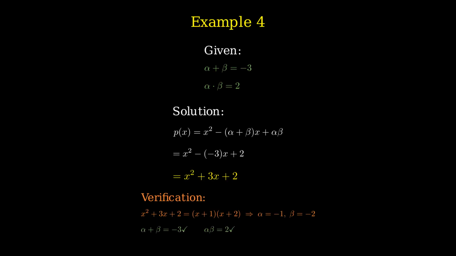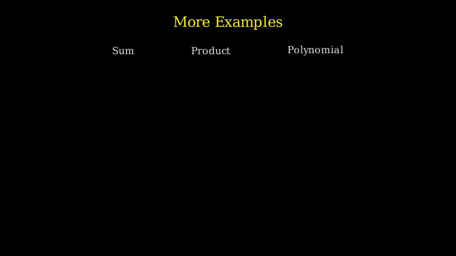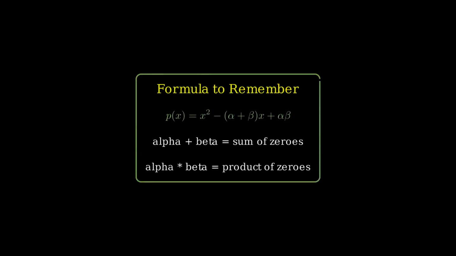The constant k can be any non-zero real number and represents a family of polynomials, all sharing the same zeros alpha and beta. For the simplest polynomial we usually take k equal to 1. For example, suppose the sum of zeros is 4 and the product is 3. Then the quadratic polynomial with these zeros is x squared minus 4x plus 3, which factors as x minus 1 times x minus 3. You can verify that 1 and 3 are indeed its zeros with the given sum and product.